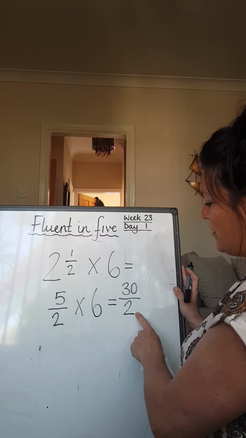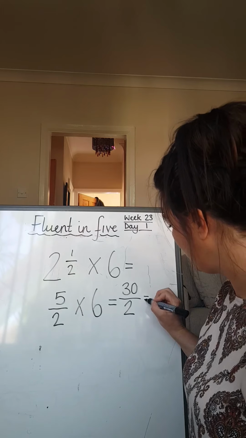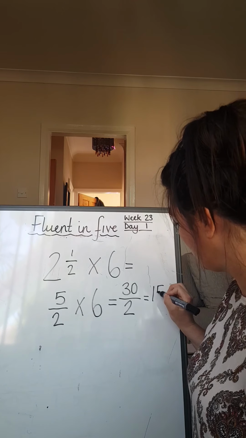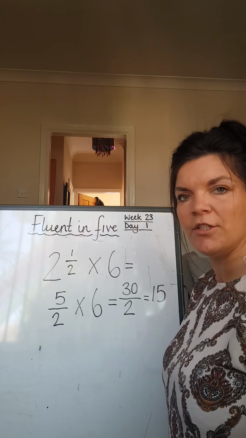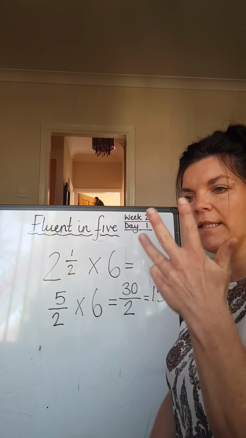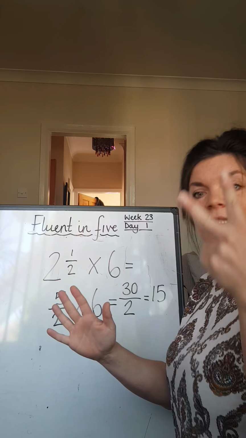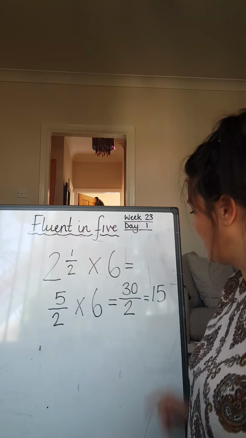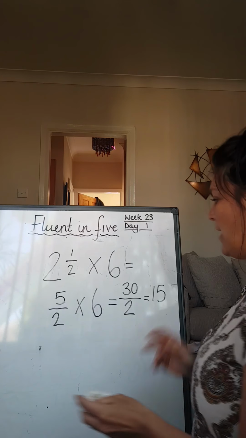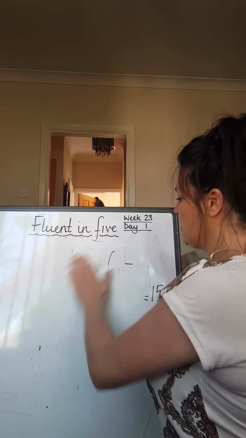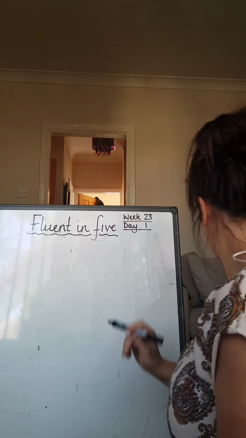How many 2s can I fit into 30? How many halves can I fit into 30? Well, the answer is exactly 15. I can fit 15 2s into 30. 2, 4, 6, 8, 10, 12, 14, 16, 18, 20, 22, 24, 26, 28, 30. So that was 10 and 5. That's 15. 15 is your answer. Did you get that? That one's a little bit tricky, isn't it? Once you know how to do it, they get much, much easier.